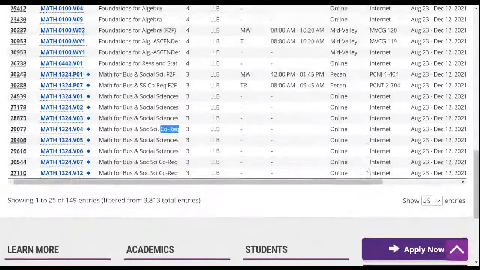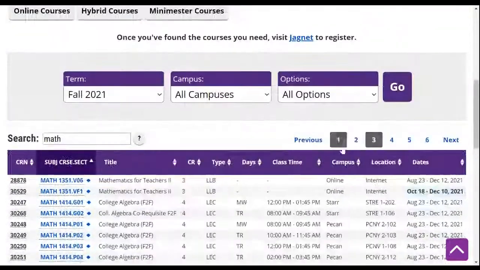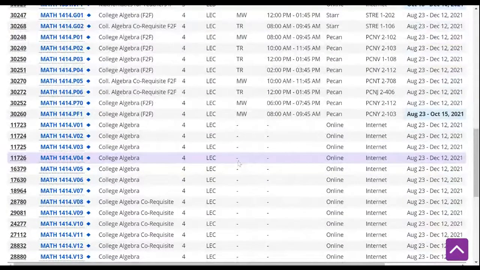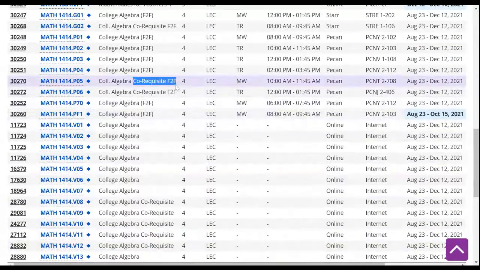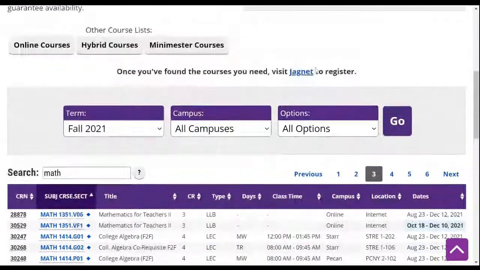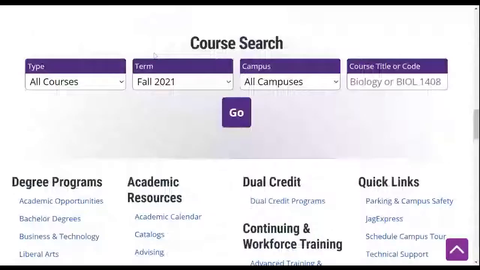And then for the college algebra, it's Math 1414, so I'm gonna keep scrolling till I get to Math 1414, here we go. And the ones that we're looking for, y'all, are the ones that say co-requisite. So these here are online, right? And these here are face-to-face. Now, what this means, and I'm gonna show you for both, the class says Math 1414 PO6, right? I'm going to come back to my homepage and do my search again.